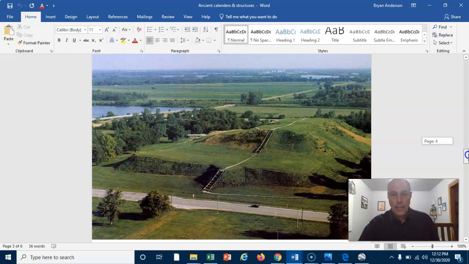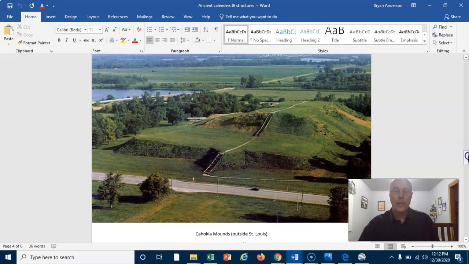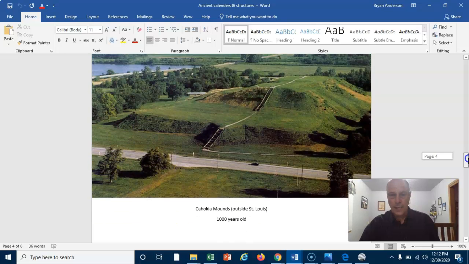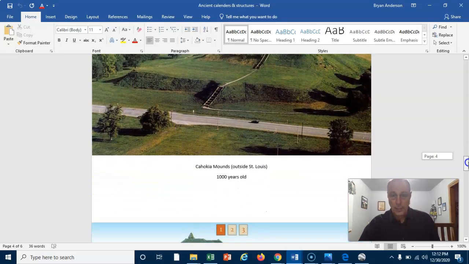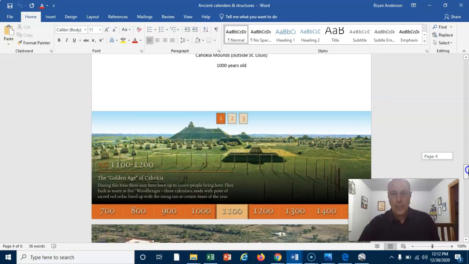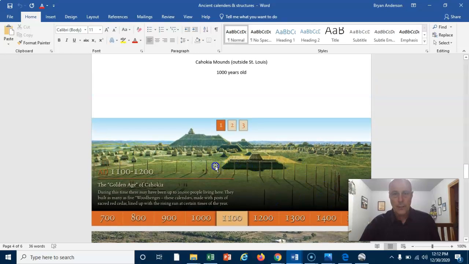This is just outside of St. Louis, Missouri, a place called Cahokia Mounds, and this is a site that was active in the Mississippian culture, around 900 to 1300 AD. This is, as it says, about 1,000 years old. But in this site, similarly, there is evidence of what we call a woodhenge. Posts that were placed strategically in the ground to track sunrise, sunset, moon positioning, bright star positioning, to track time.